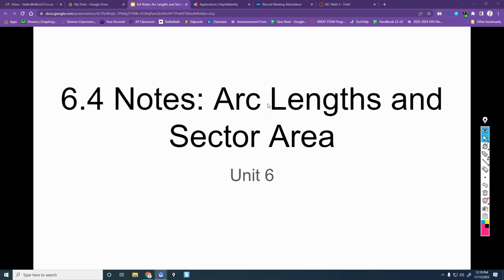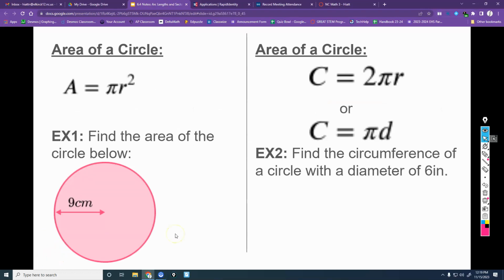Sector areas are what we're going to look at today. We are going to start with the area of a circle and the circumference of the circle, because that's where both of these come from. Area and circumference are not the curriculum that we're looking at, but they're necessary for being able to find the area of a sector and the length of an arc. So, just some basic review.